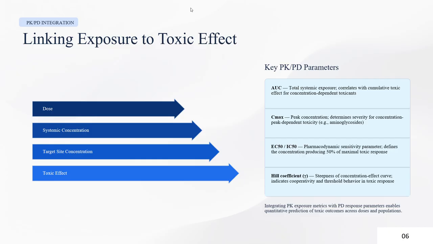Several key PKPD parameters are used, like AUC, which is the area under the curve, which measures the total exposure over time. Then Cmax, which represents the maximum concentration reached in the plasma. EC50 and IC50 indicate the concentration that produces 50% of the maximum effect. Then the Hill coefficient. What is the Hill coefficient? It describes the steepness of the concentration-response curve. By combining these parameters, we can quantitatively predict the toxic outcomes in different individuals and populations.